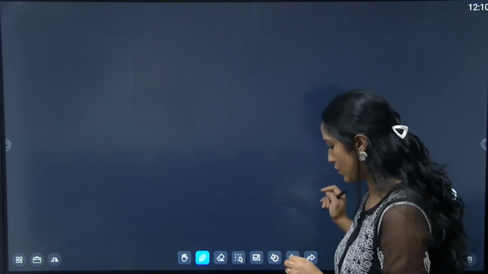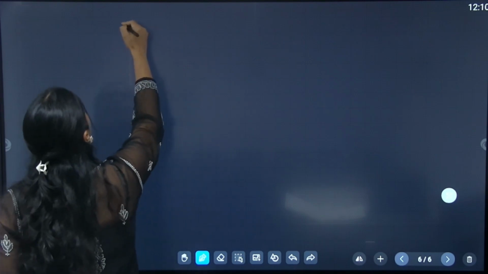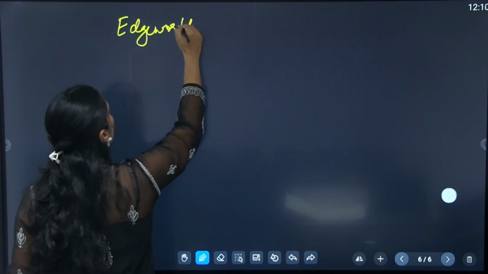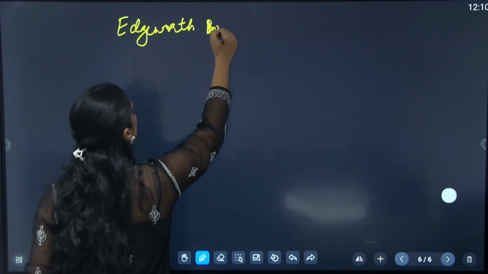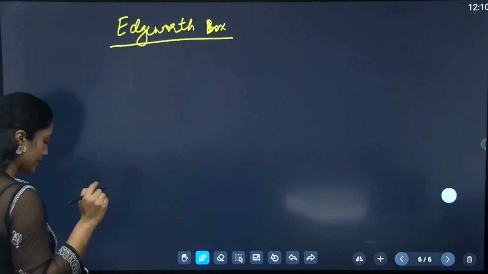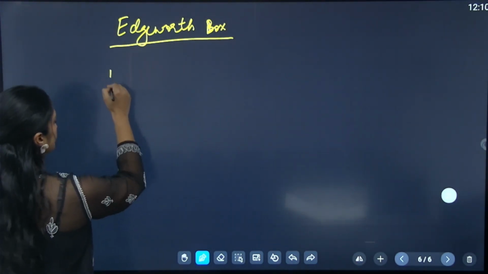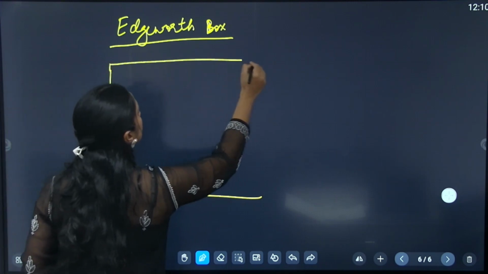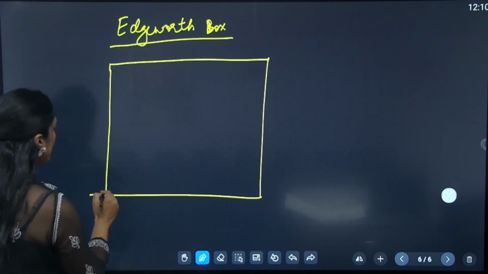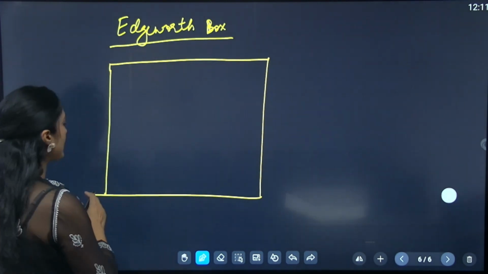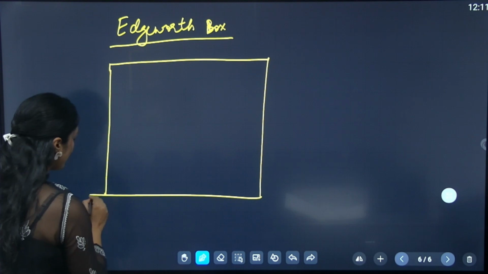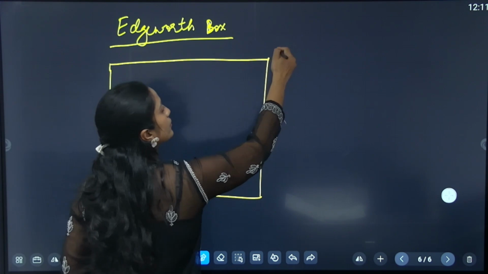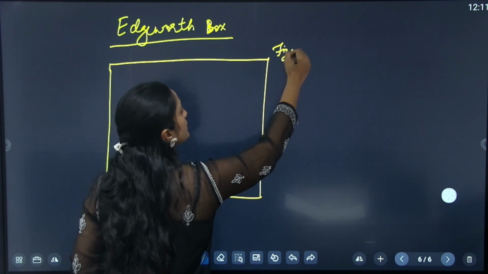So let me just draw the box on a new page. What we have is the Edgeworth box. So this box looks something like this. It's a box, of course. All right. The unique thing about this box is that it has two origins. Okay. So one origin is for consumer number 1, which is Rahul. The other origin is for consumer number 2, which is Fiza.